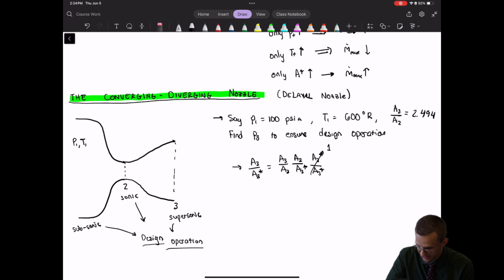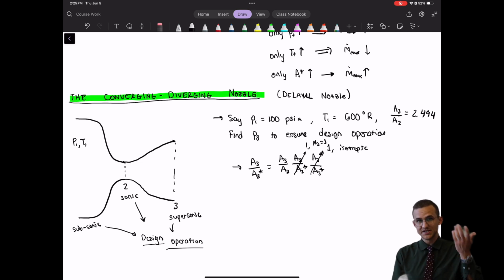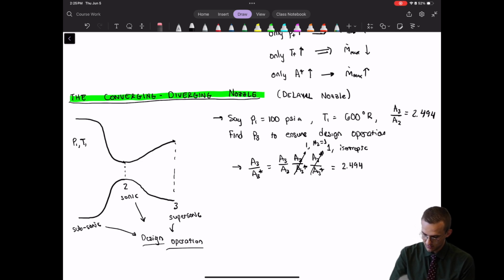And then, because it's isentropic, this is equal to 1 because M2 is equal to 1, right? So A2 is equal to A2 star, with the same thing. And so basically this ratio is just the given area ratio. It's 2.494.